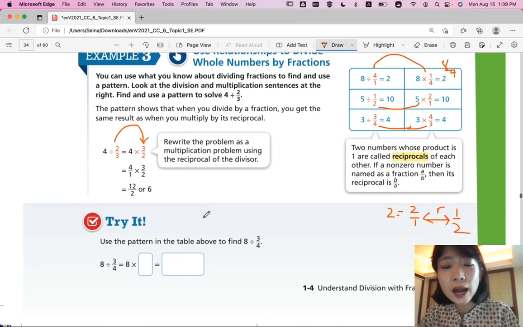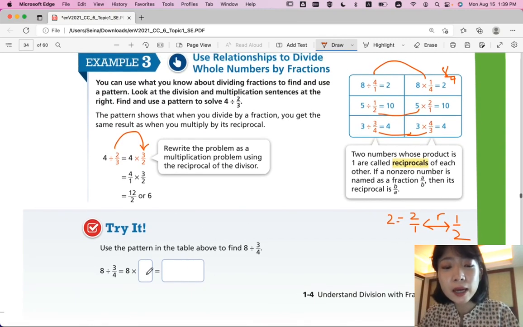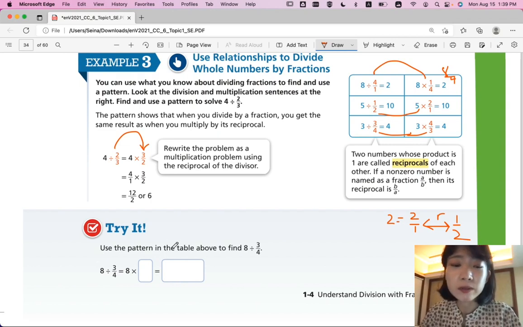Now let's try this question by yourself. Use the pattern in the table above to find 8 divided by 3/4. What is 8 divided by 3/4? Change it into a multiplication and figure out the answer. Simplify.